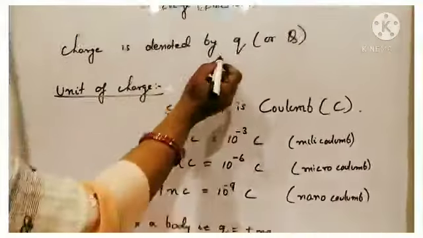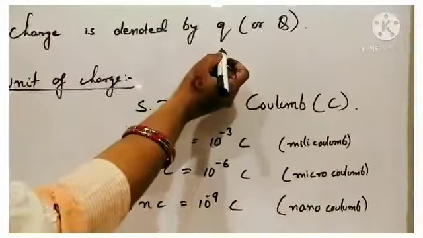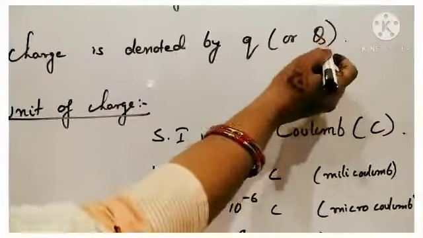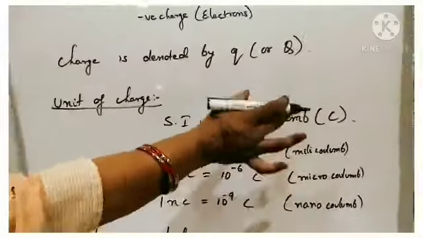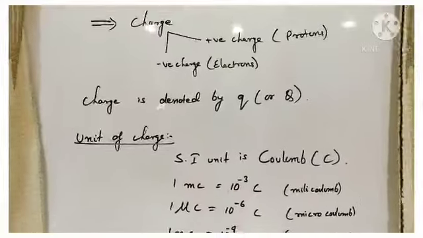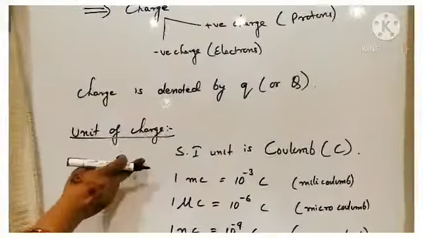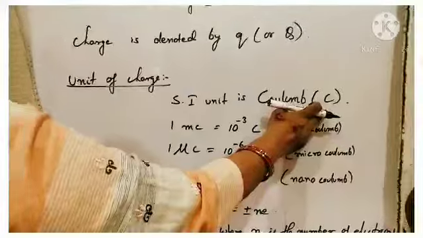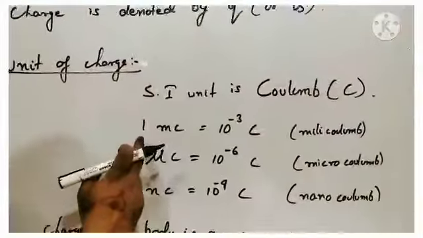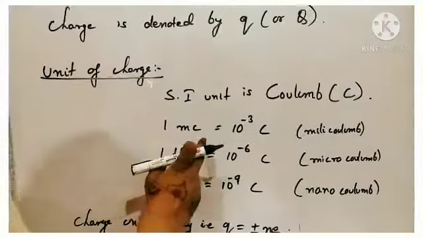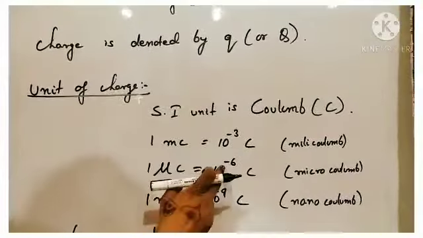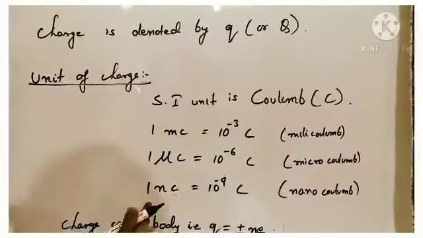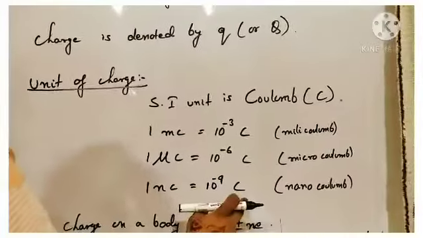Charge is denoted by Q. Small q you can write, or capital Q you can write. Both are correct. Now coming to the unit of charge. The SI unit of charge is coulomb, denoted as C. Some smaller units are also there: millicoulomb, microcoulomb, 10 to the power minus 6 coulomb, and 1 nanocoulomb, 10 to the power minus 9 coulomb.